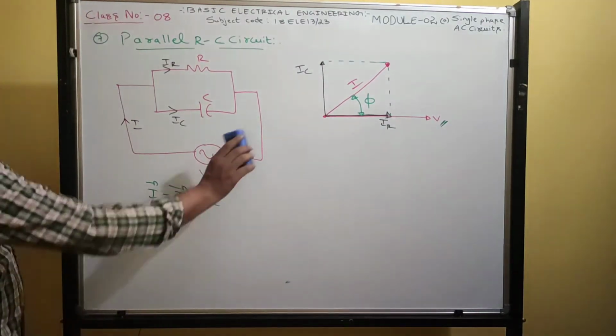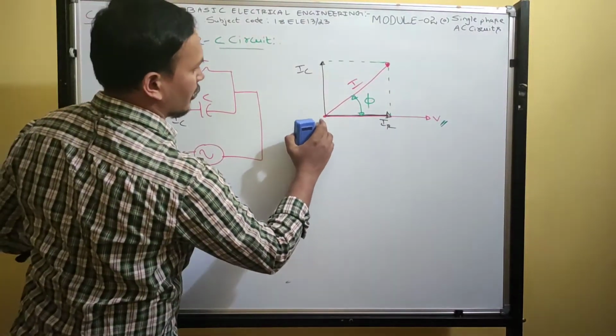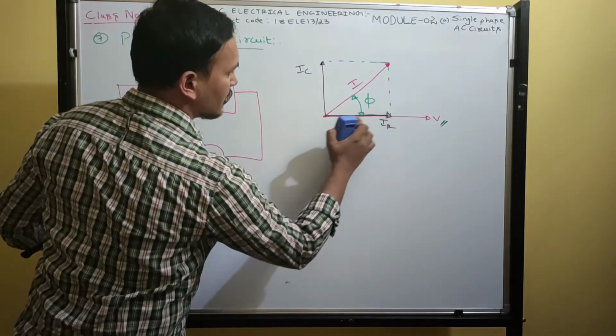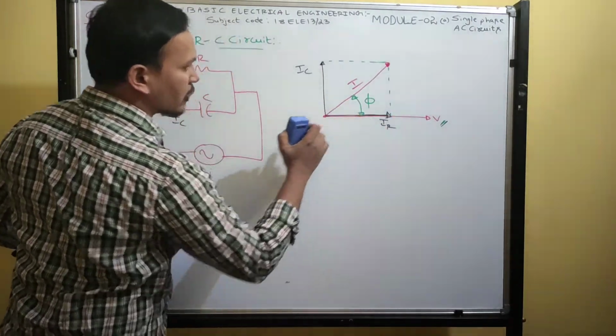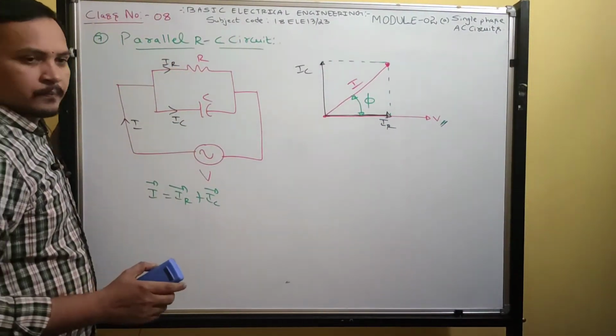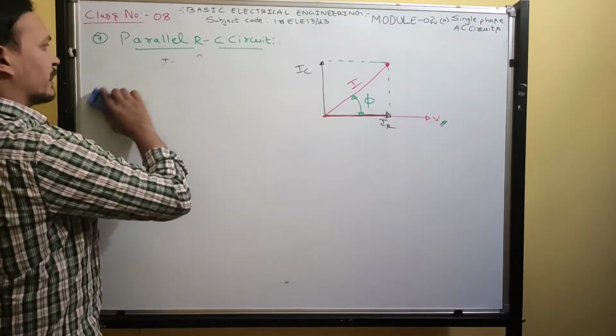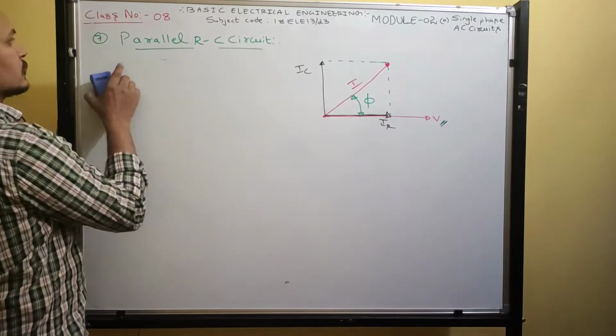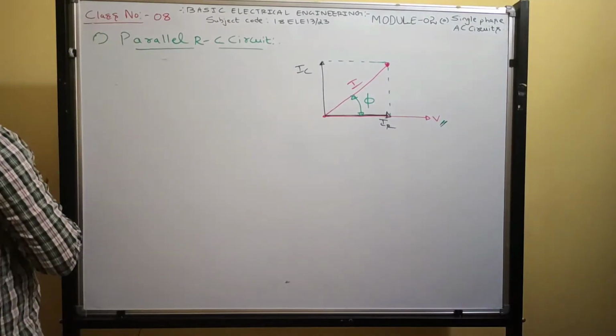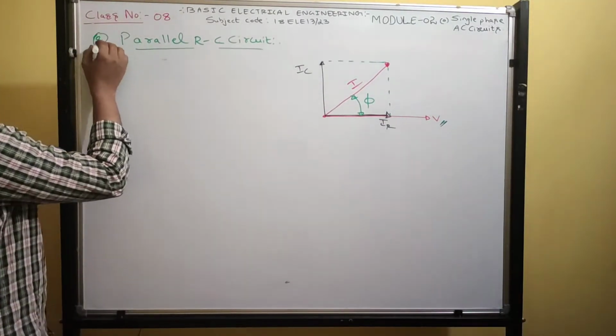Next, in parallel, this is the current triangle: I, IC and IR. This triangle is called the current triangle, because in parallel, currents are added by vector addition. So this is circuit number 8. Parallel RC is circuit number 8.